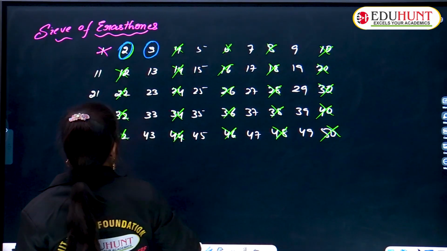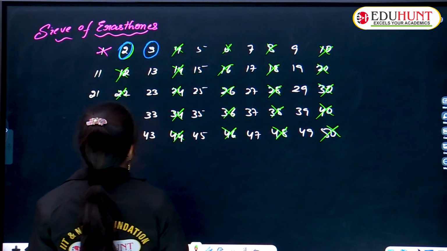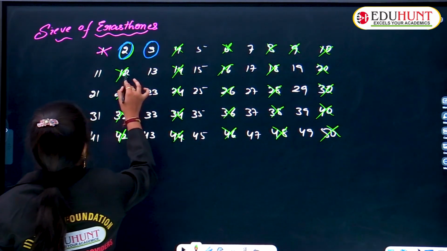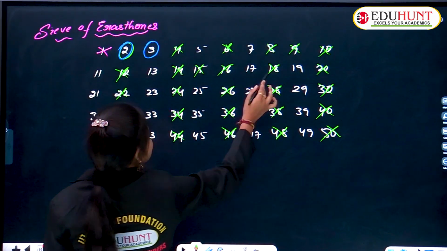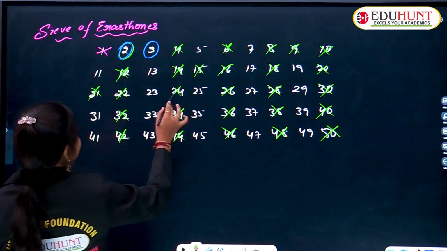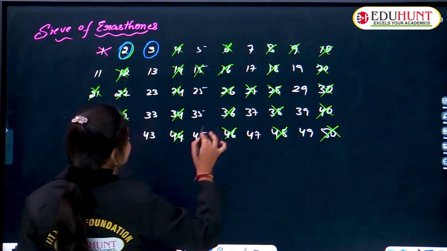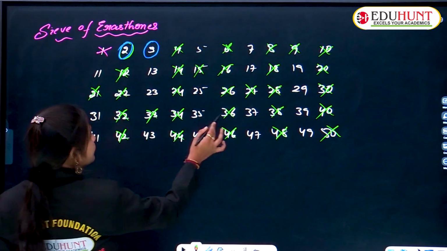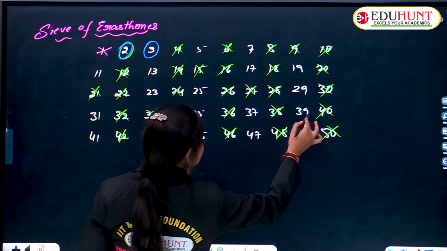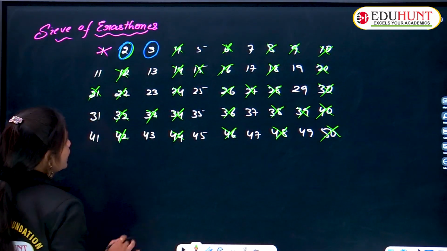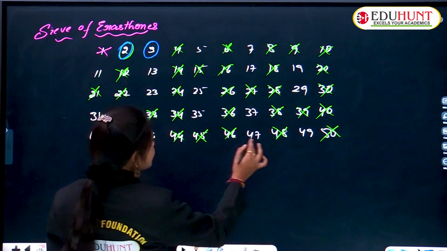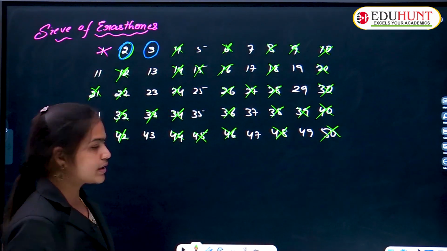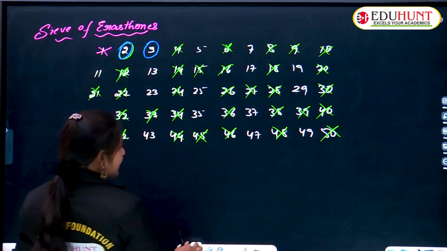Next, 3 table. See that 3 2s 6, 3 3s 9, 3 4s 12, 3 5s 15, 3 6s 18, 3 7s 21, 3 8s 24, 3 9s 27, 3 10s 30, 3 11s 33, 3 12s 36, 3 13s 39, 3 14s 42, 3 15s 45, 3 16s 48 and 3 17s 51 is not there. Okay, 3 table completed.